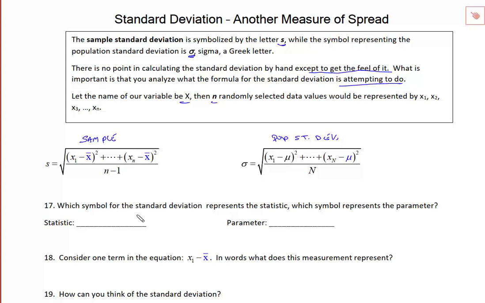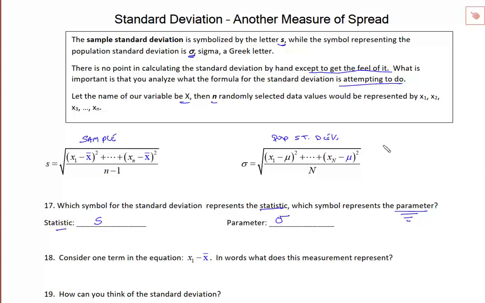Now, which symbol for the standard deviation represents a statistic, and which represents a parameter? Remember, a statistic comes from a sample. So the sample standard deviation, S, is a statistic, and the parameter describes a population. So sigma here is the parameter for the population standard deviation.